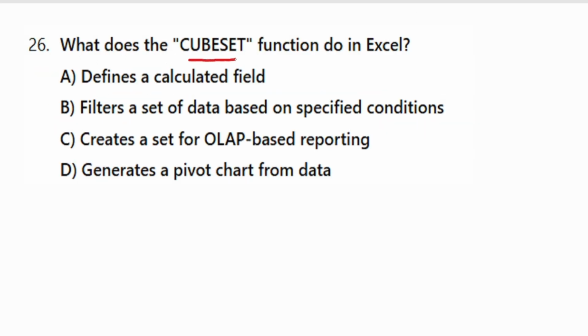Now move to the next question. What does the CUBESET function do in Excel? क्यूब सेट की बात आ रही है. बेसिकली CUBESET works with an OLAP data source to define a set of data that can be used in a pivot table for advanced reporting, especially in data modeling. So the correct option is option number C. It creates a set for OLAP-based reporting.